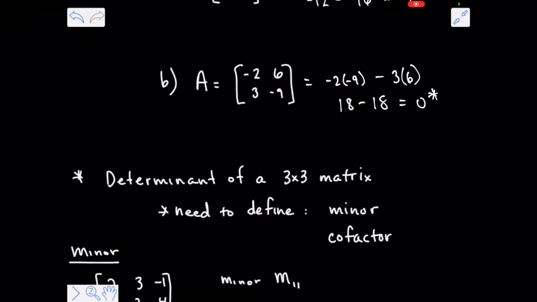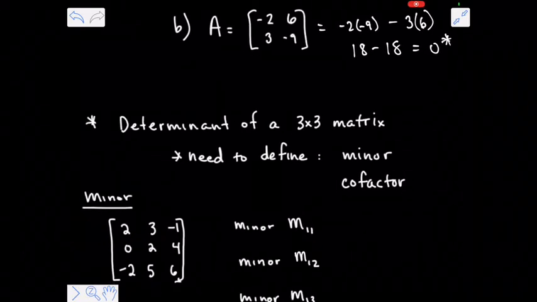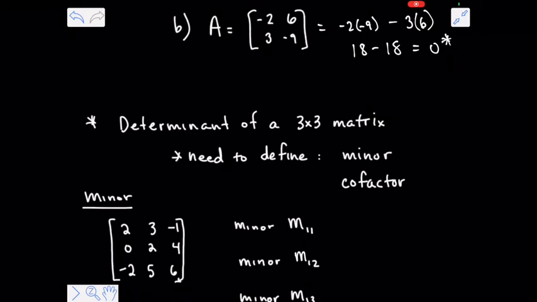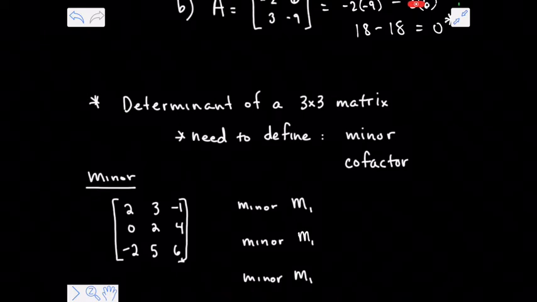Now, the determinant of a 3 by 3 is a much, much different process. And unfortunately does take a little bit longer. So, in order to show you this process, we need to define a couple of things.